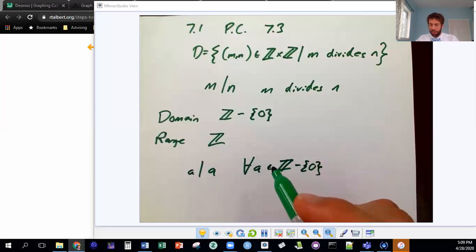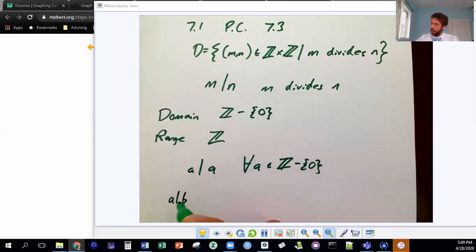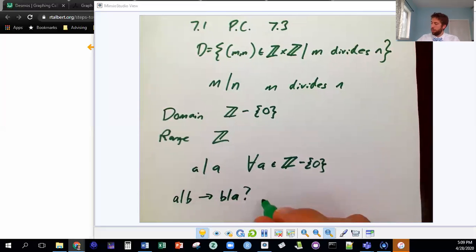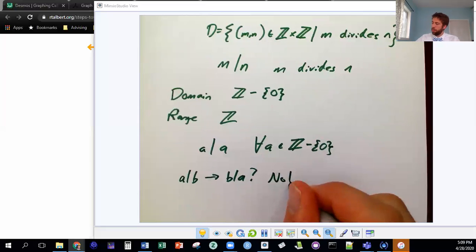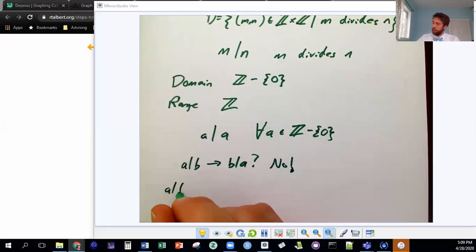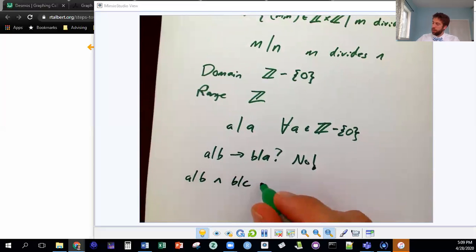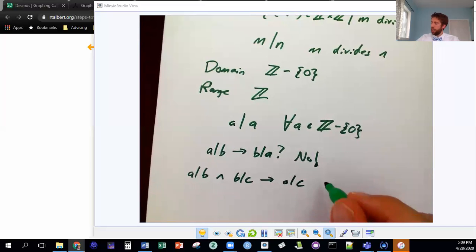All right, so for all non-zero integers, if a divides b, implies b divides a? Question mark? No. For instance, 2 divides 4 and 4 does not divide 2. Okay. What about a divides b and b divides c implies a divides c? Is that true? Yes.